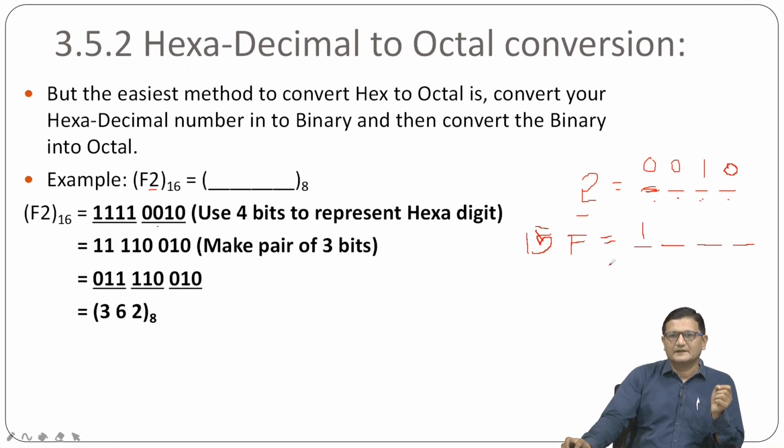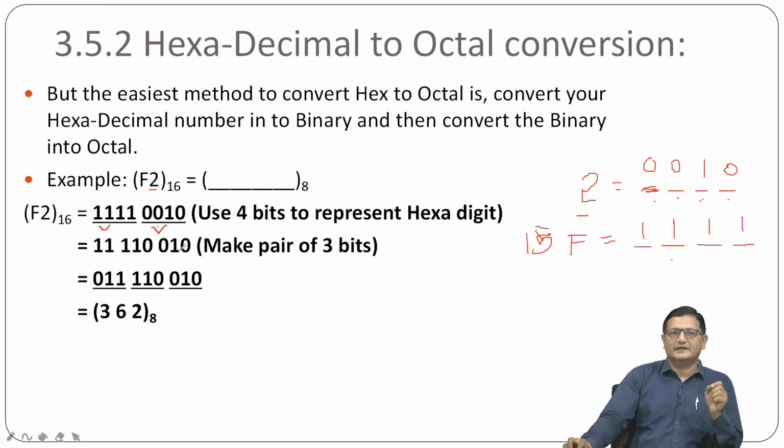So, 7 remains. Now, this bit represents 4, so we will take 4. 7 minus 4, now 3 remains. Again we will take 2. So, 3 minus 2 is 1. Again we will take 1. So, 1 minus 1, the number becomes 0. So, F represents 1 1 1 1 in binary, and that is what I have written. So, the binary of F is four 1s and the binary of 2 is 0 0 1 0.